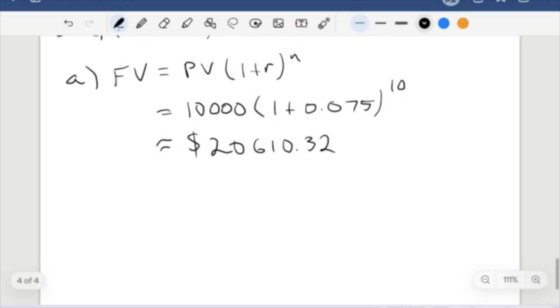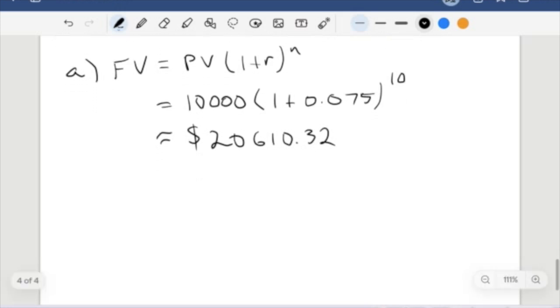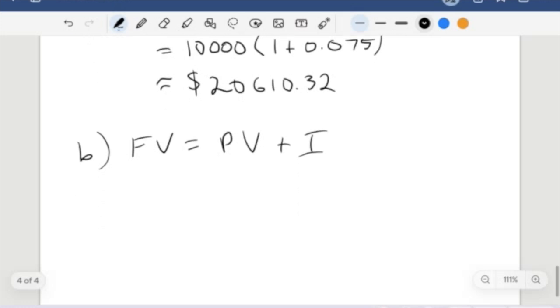Okay, so we found our future value, how much is there at the end, and we get to our future value remembering that my future value is my present value plus my interest. Now, like I said before, this is just a simple equation that we can rearrange. We get our future value by adding interest to our present value. Therefore, our interest is the difference between the future value and the present value. And I'm just going to write it in here as well.